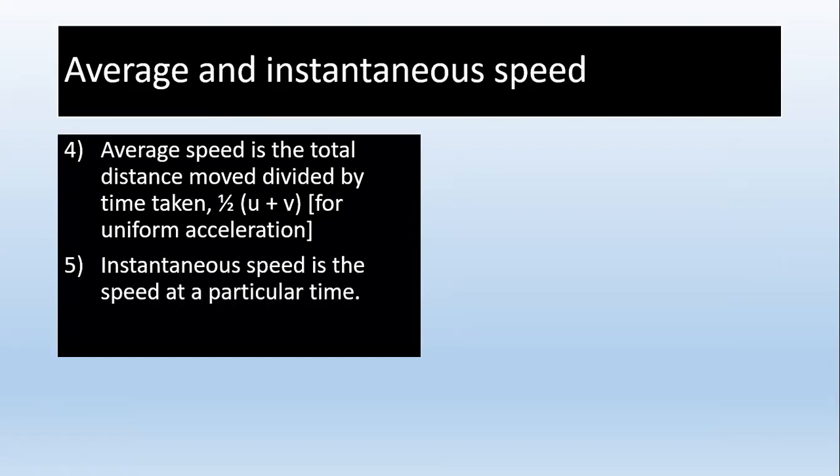Instantaneous is just at a particular time. The instantaneous speed is the speed at a particular time that the object is traveling. So average, that's a symbol. Average is total distance over total time, x over t, in meters per second.